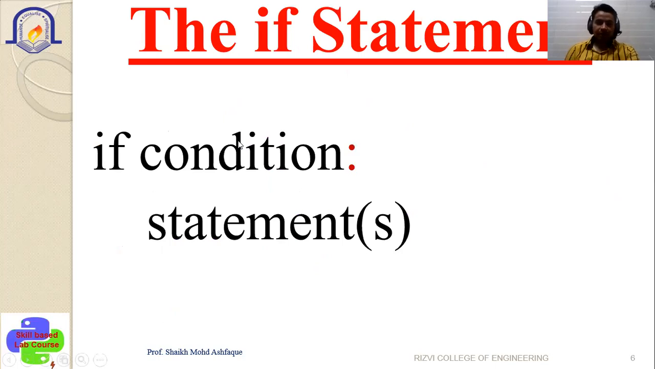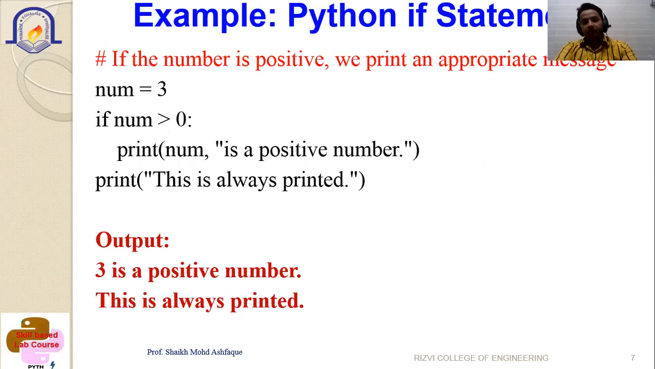Next is a simple example. If the number is positive, we print it. Number equals 10. It is declared as if num greater than 0 colon, press enter. Here after some space, that is an indentation, you can write print num comma is a positive number. If this condition becomes false, you can see that without indentation, just below the if, it is written print, this is always printed. So once we run this program, it will give the output as number is positive number, since it is greater than 0. But once again, when this becomes false, it will print this is always printed. So both statements are printed in this way.